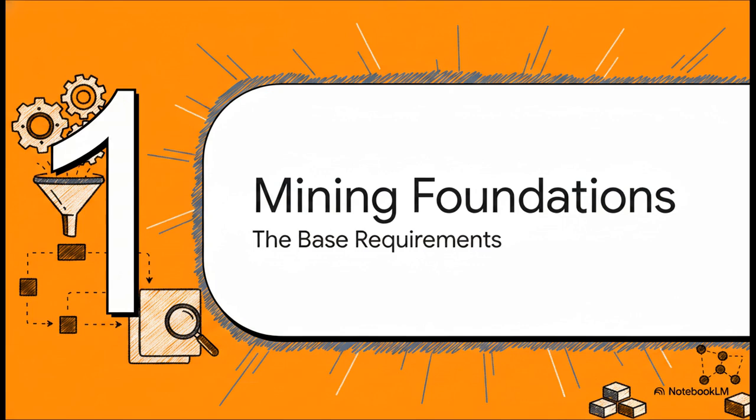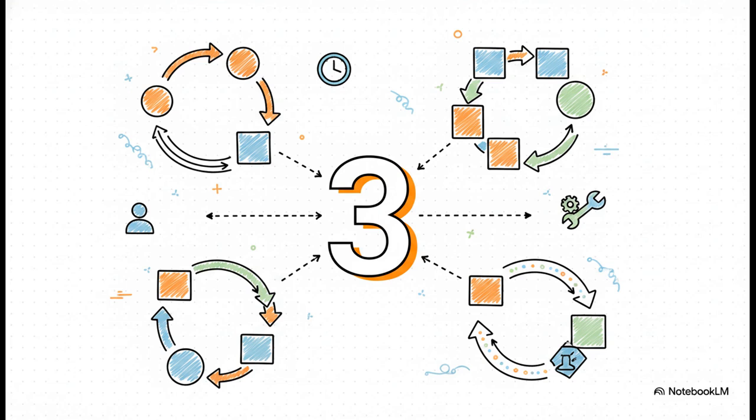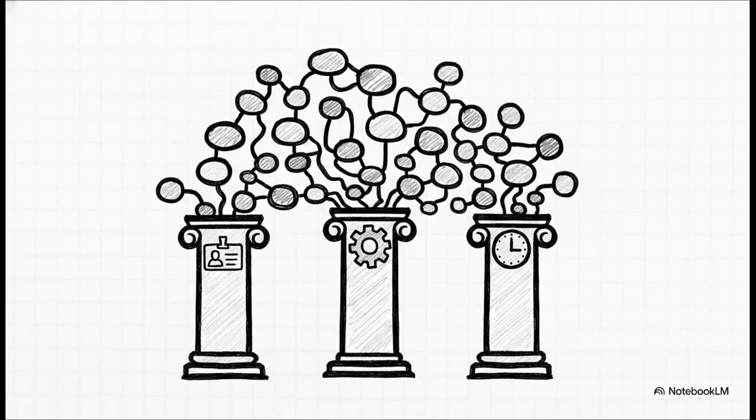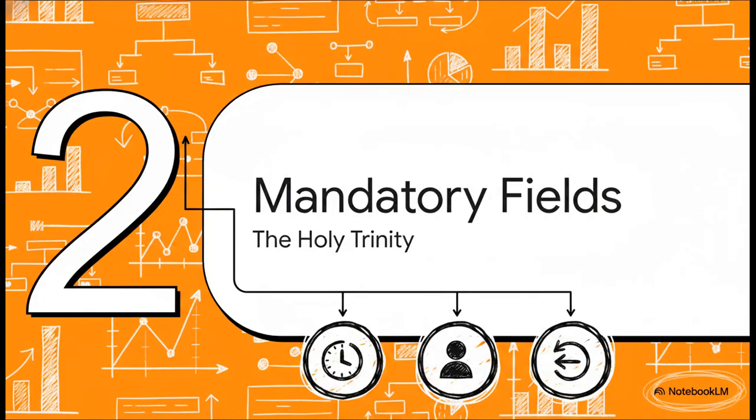All right, part one, the process mining foundation. To even get started with ingestion, there are exactly three foundational rules or mandatory fields that you absolutely have to remember. Just three. That's it. I like to call this the holy trinity of process mining: case ID, activity name, and timestamps. Without these three specific elements present in your event log, the entire analytical structure just completely collapses. The system simply cannot analyze your data without them. It's a non-starter.